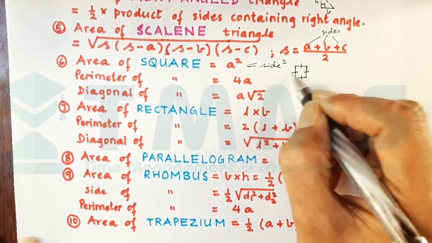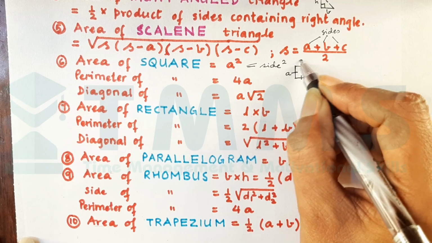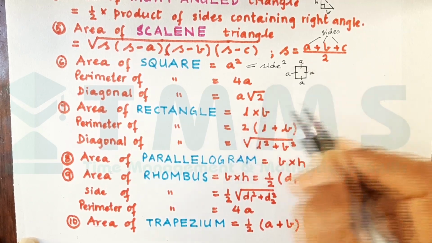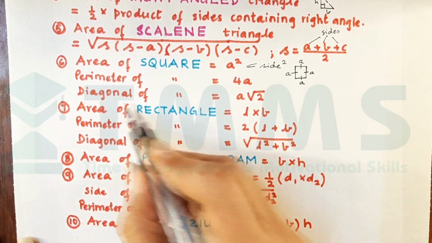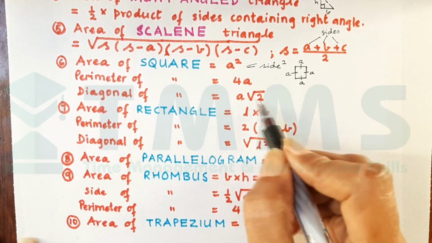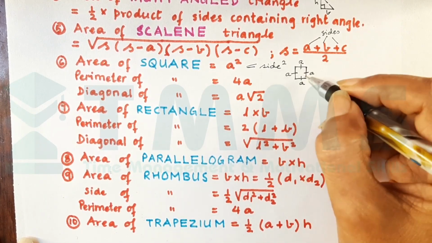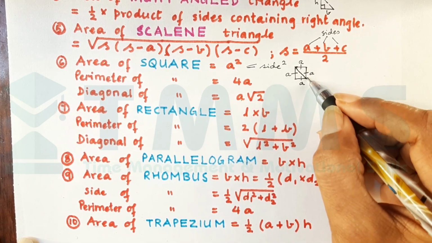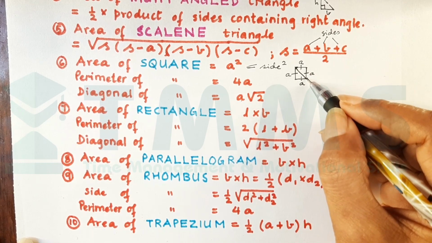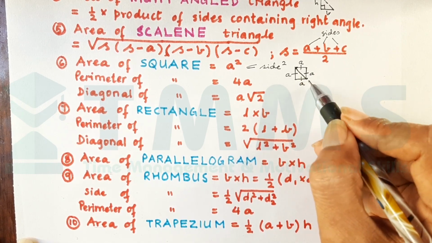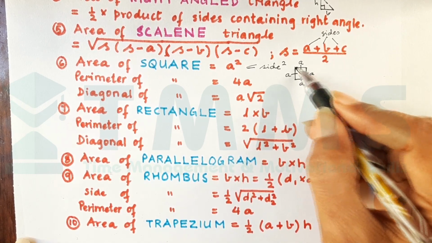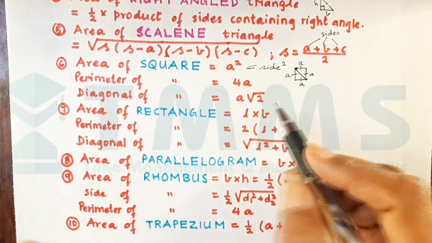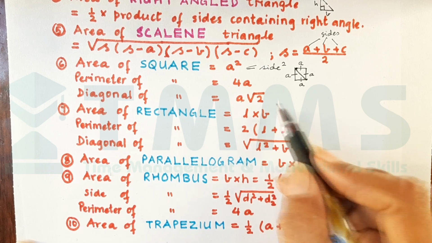So each one of these sides is A. So the perimeter will be 4 times A, that is 4A. And the diagonal of the square is A root 2. For deriving this, you have to just join the 2 vertices across and you get the diagonal, and then you use the Pythagoras theorem to get the diagonal. So we have the diagonal of the square A root 2.